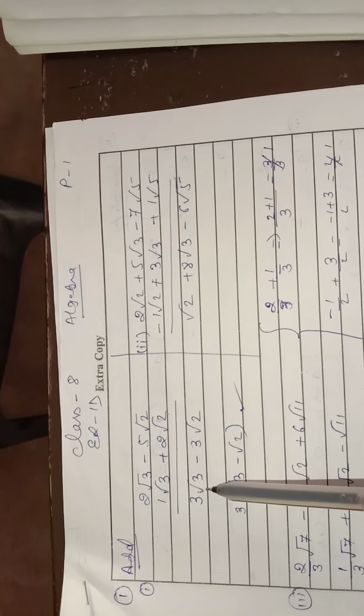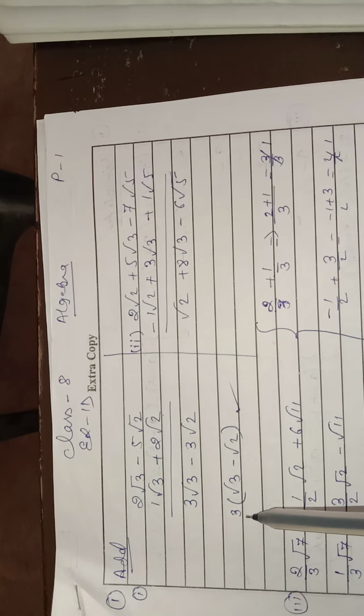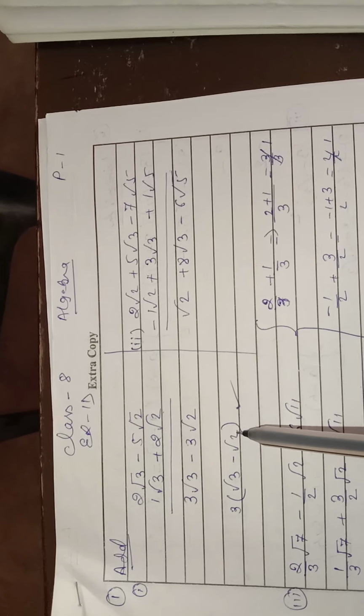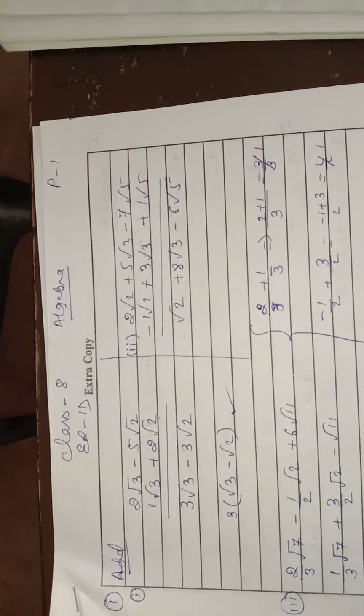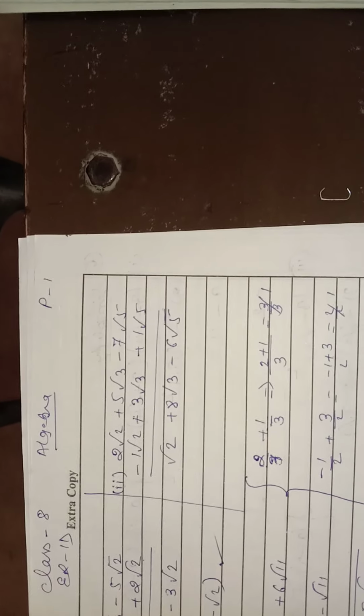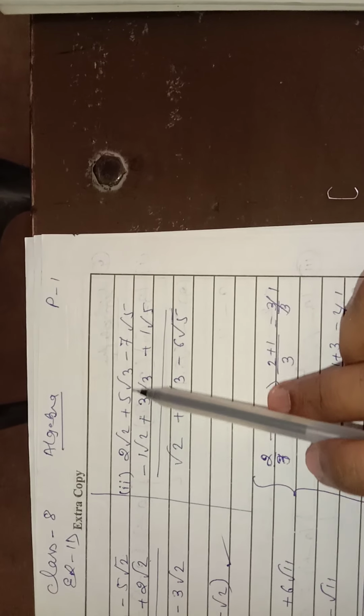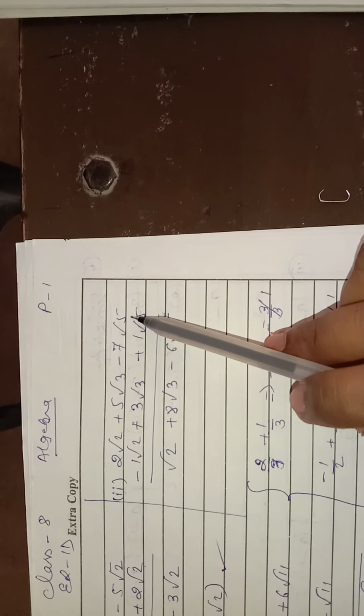We can find something common in these two. What is that? That is 3. So 3 root 3 minus 3 root 2, this is your final answer. In the same way, question number 2: 2 root 2 plus 5 root 3 minus 7 root 5.